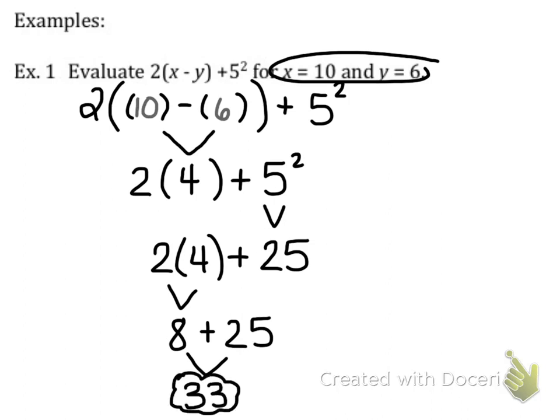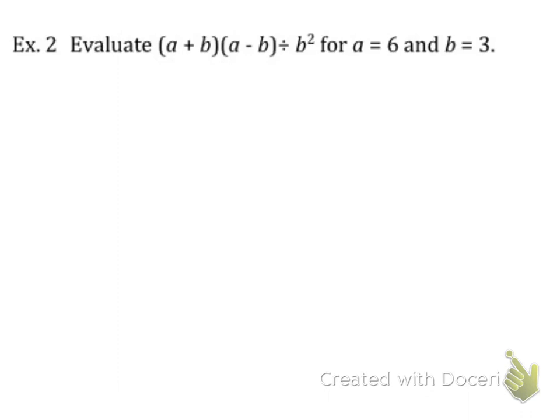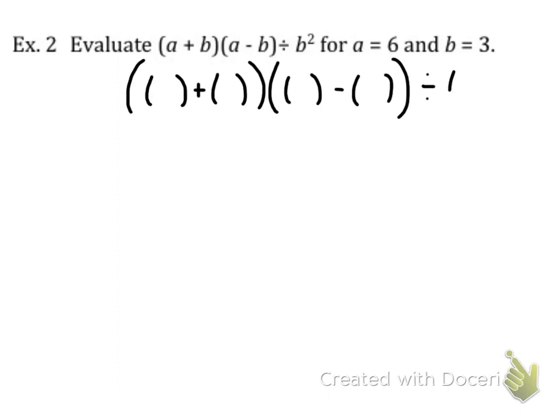Alright, let's try the second example. In the same way, wherever there is a variable, we're going to replace it first with parentheses. So we just copy the original expression, but wherever a variable was, we put in parentheses. Now we replace every a value with 6, and every spot where there was a b, we're going to substitute in 3. Then we follow the order of operations.